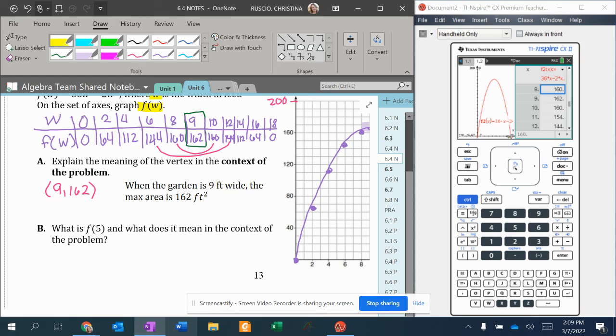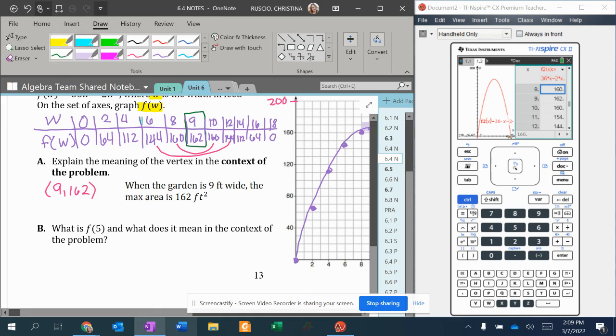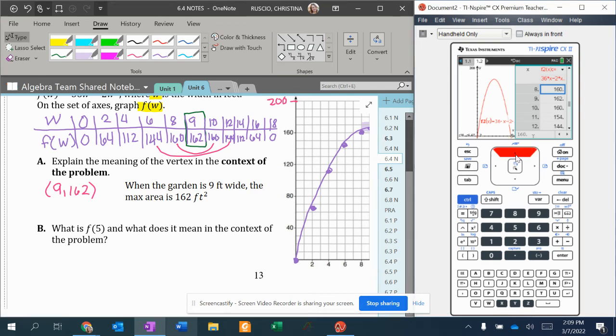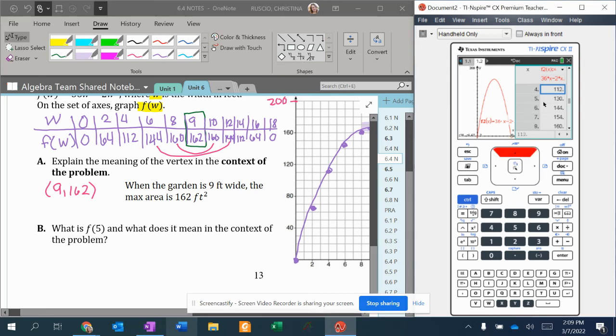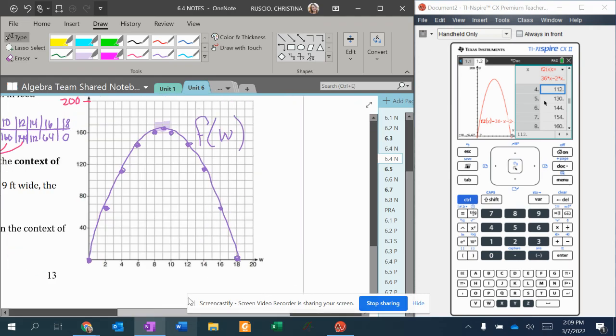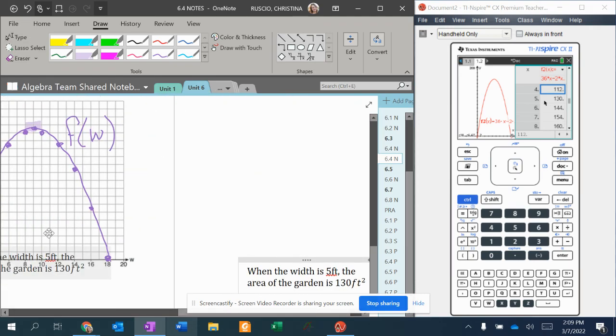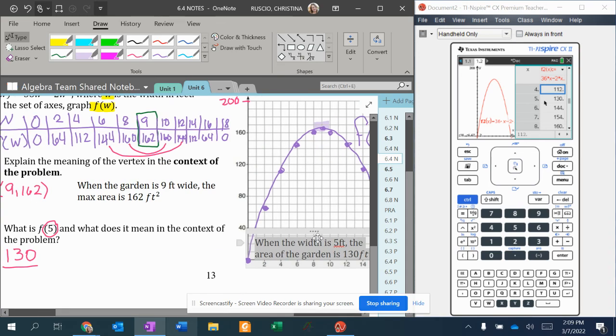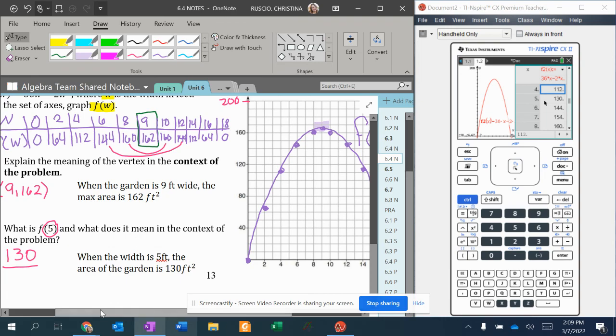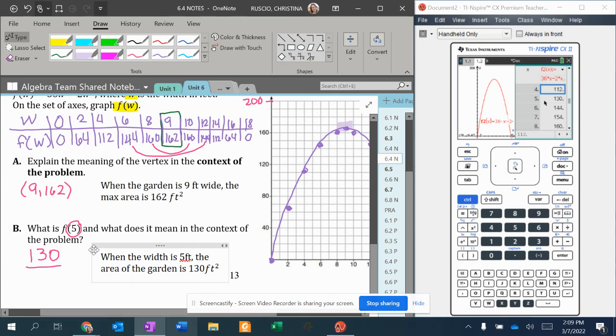Now, part B is very similar to A. What is f of 5? Well, you might look in our table. We didn't record it, so we go over here to the graph, and you should be using your calculator at this point to get 130. So remember again, 5 is the width and 130 is the area. So what does this mean in the context of the question? Well, it just means when the width of the garden is 5 feet, the area is 130 feet squared.